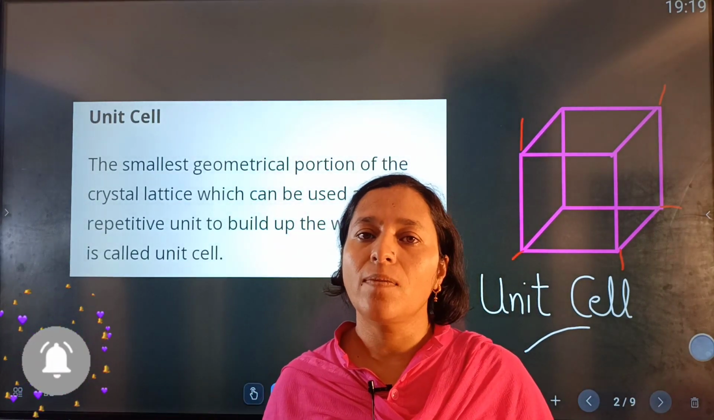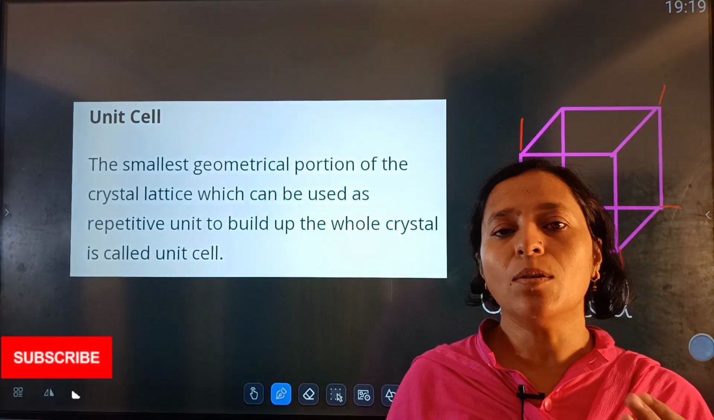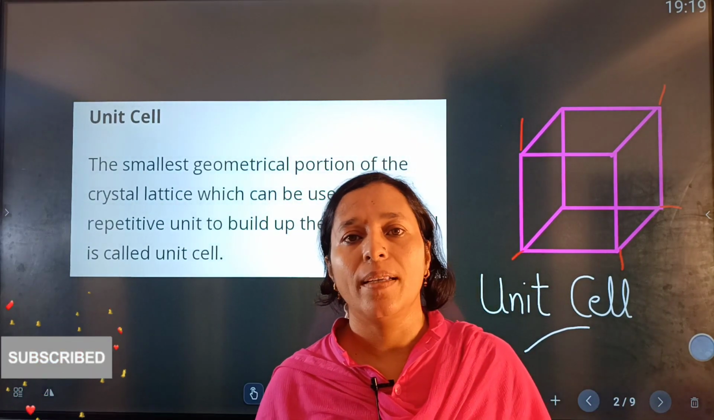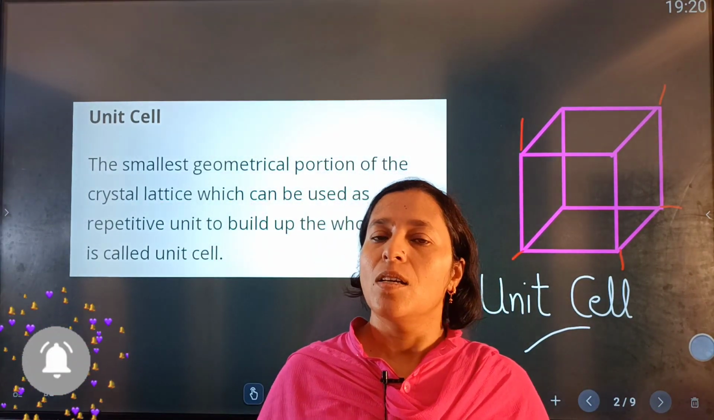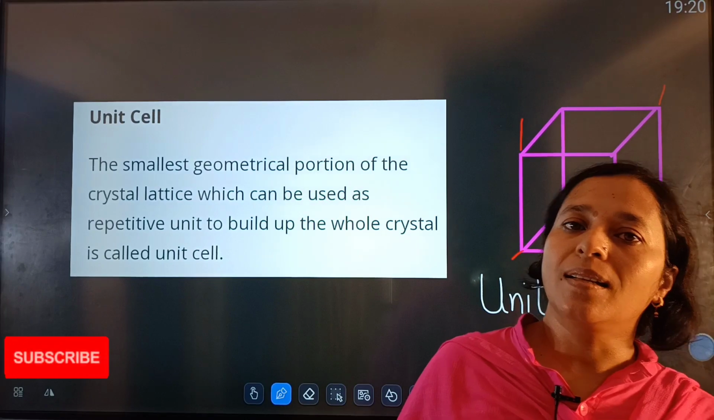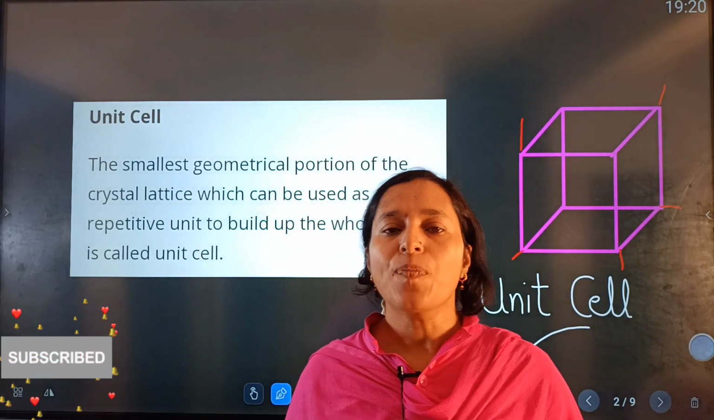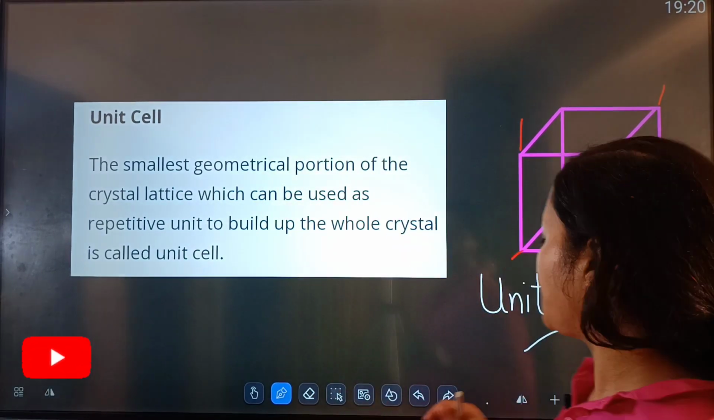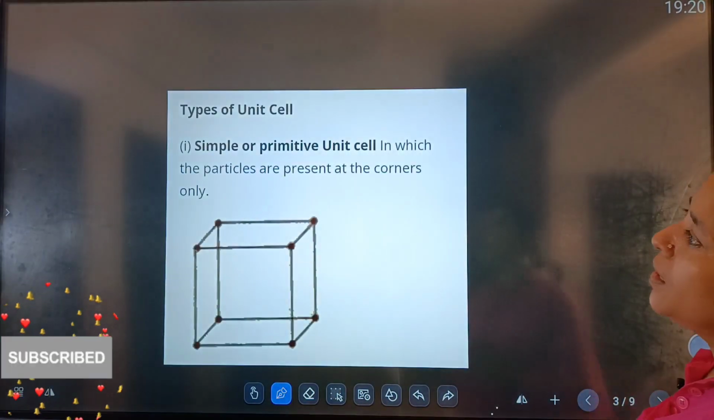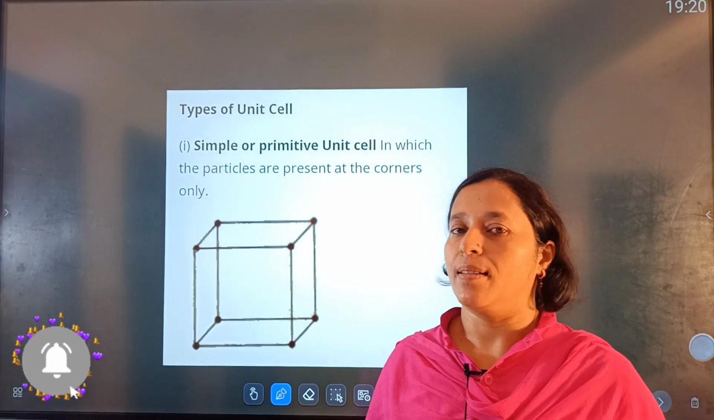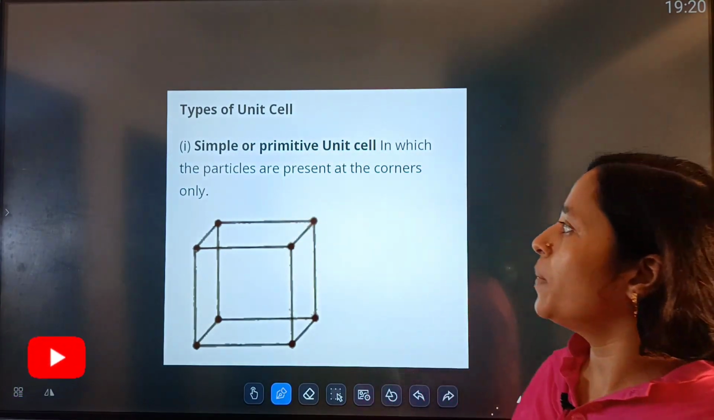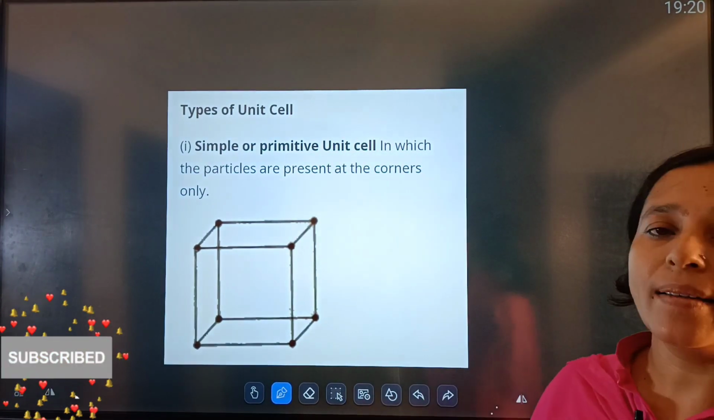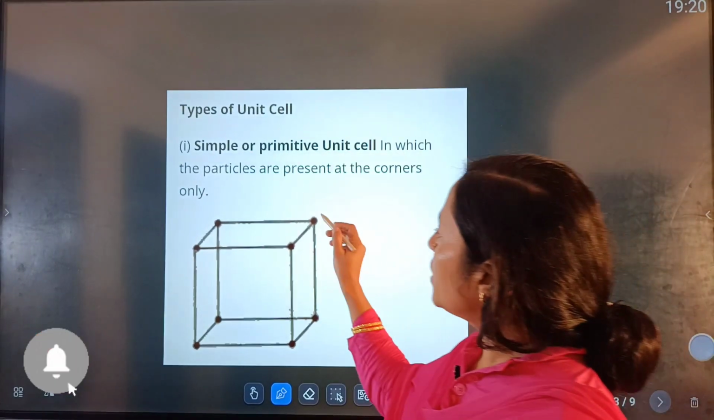In the same way, if we keep on putting the unit cells one over the other, you will lead to the building of a crystal lattice. So crystal lattice and unit cell, there is a difference between the two, and unit cell leads to the building of the crystal lattice. There are different types of unit cell. The number one is the simple cubic unit cell, in which the particles are present at the corners only.